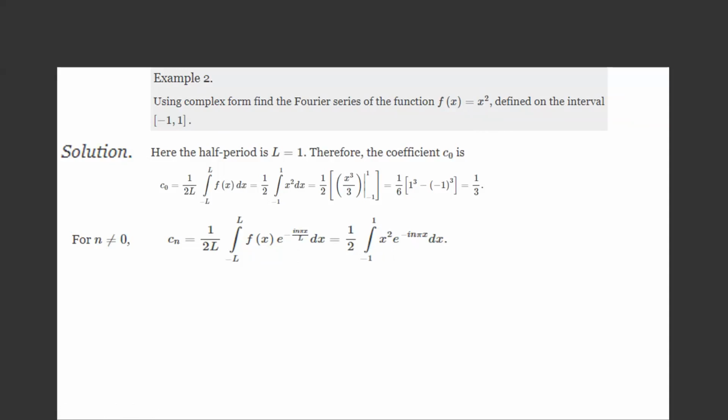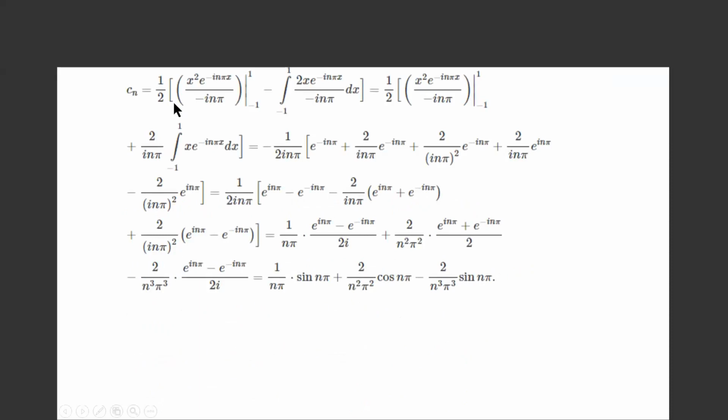Yes, in this case, you cannot use your calculator, because a normal calculator is not working with complex function integration, even if it is a line integral. This is the integration by parts. This is my u, this is my uv minus v du, okay? So you end up with all of this one. So this is the integration by parts to find the Cn.